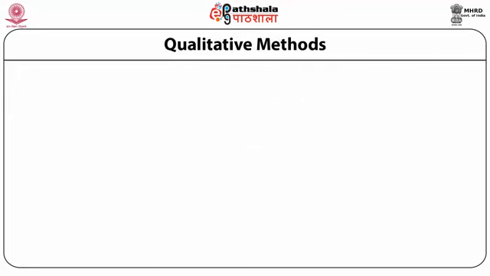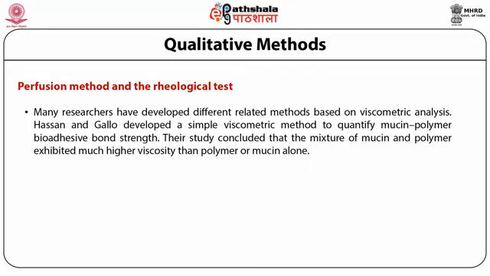The next method is referred to as the perfusion method and the rheological test method. Many researchers have developed different related methods based on the viscometric analysis. Amongst them, Hassan and Gallo developed a simple viscometric method to quantify mucin polymer bioadhesive bond strength. Their study concluded that the mixture of mucin and polymer exhibited much higher viscosity than the polymer or mucin alone.